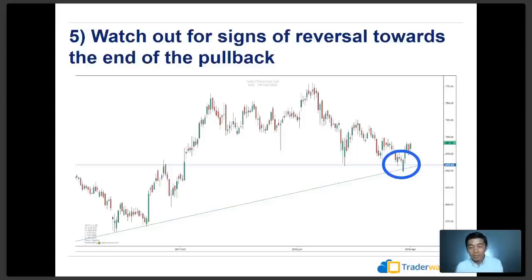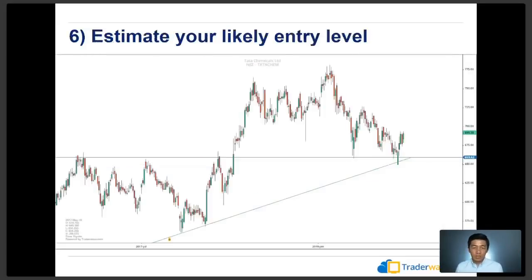But putting that aside, we are just using this as an example to study how to get into a pullback trade. The next step, the sixth step, is this: once you have decided that this is an area you want to get into, obviously the next most important thing is, where can I actually get in? Should I get in now? Should I get in later? Or should I just wait some more, wait for the pullback to happen again?